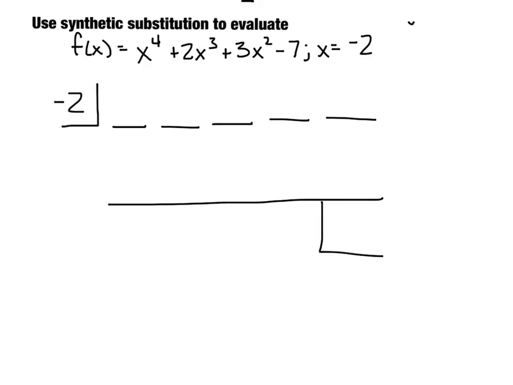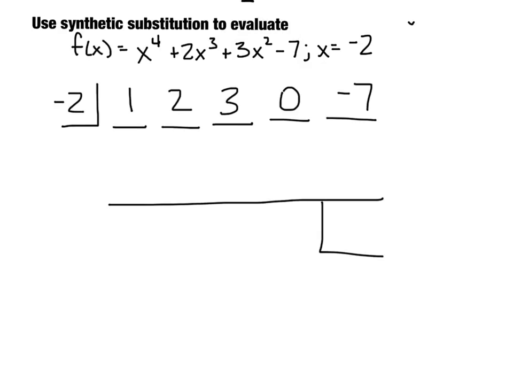Okay, let's fill in the coefficients. The coefficient of x to the fourth is 1. The coefficient of x cubed is 2. Of x squared is 3. What's the coefficient of x? 0, because there is no just x. And then what's the constant term? Negative 7. A reminder, if there's no constant term, you have to put a 0 at the end.